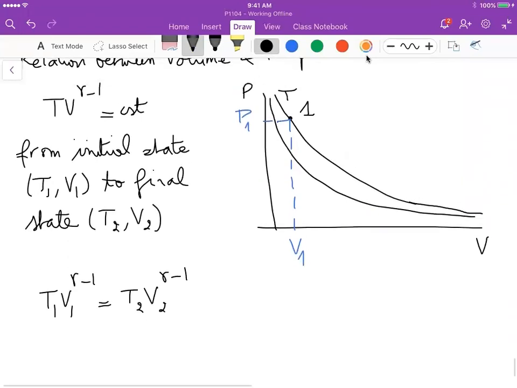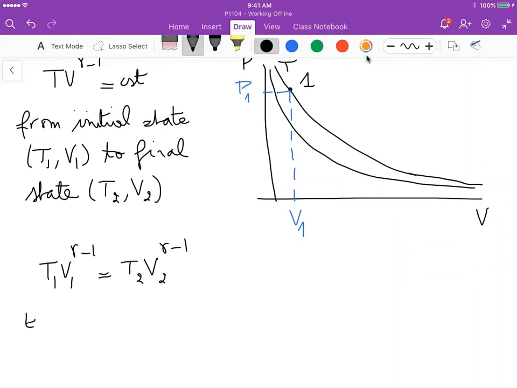Now let's consider two cases. An expansion during which the volume increases, and the other case, which is a compression during which the volume decreases. So let's start first with the case of an expansion, and let's study what happens with the temperature if the volume increases. So V2 is greater than V1, obviously, and we can also deduce that the ratio V2 over V1 is greater than 1.